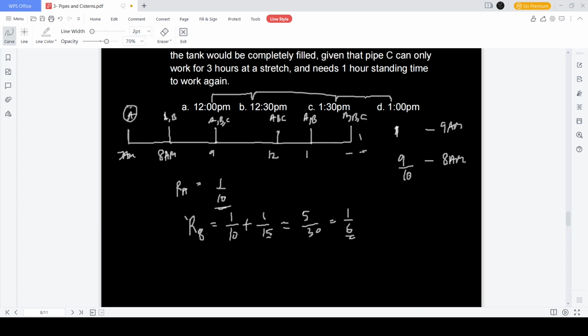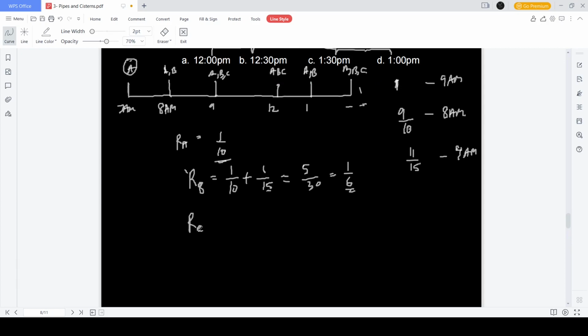So if 1/6 of the tank is filled in 1 hour, then how much is left at 9 a.m. is 9 by 10 minus 1 by 6. So this becomes 3 tens are 30, 27 minus 5, that is 22 by 30 remaining. 11 by 15 is still remaining at 9 a.m. I did the math and I'll substitute 11 by 15 here. Next, 11 by 15 of the tank is remaining now.